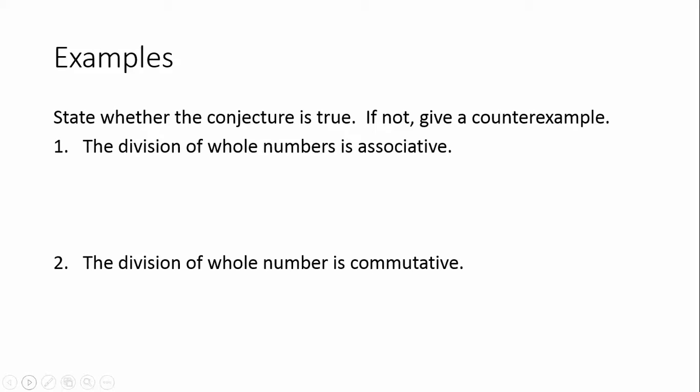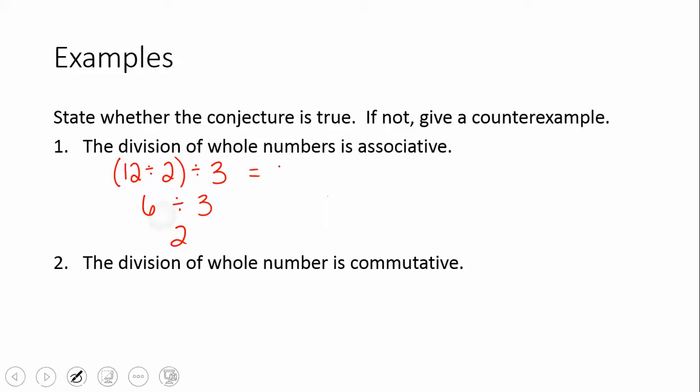So if we're going to divide with the associative property, let's do 12 divided by 2, and then we'll divide that by 3. 12 divided by 2 is 6. 6 divided by 3 is 2. Now if I regroup, and I group the 2 and the 3 together instead, I'm trying to determine, does that equal 12 divided by 2 divided by 3?